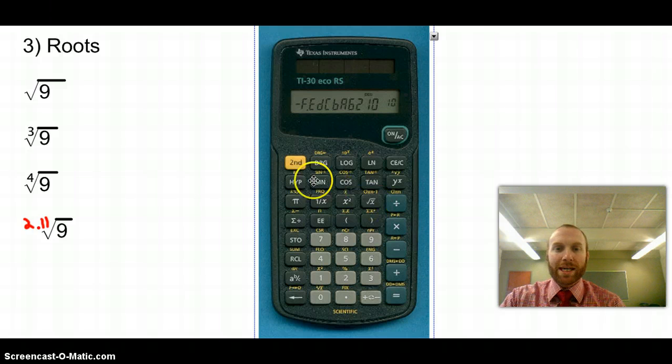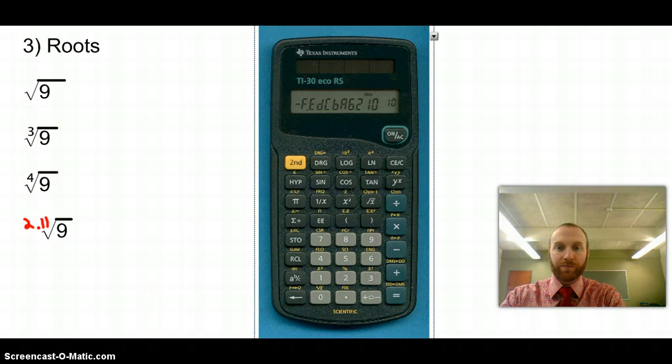Now we are going to use the second key and the button we just used. So this says the xth root of y. Some calculators will say the yth root of x. Some of you will be able to type this in as you see it over on the left-hand side, and some of you are going to have to type it in backwards. But as long as you're getting the answers that I'm about to show you, you should be fine. We're looking for the square root of 9, the third root of 9, the fourth root of 9, and the 2.11 root of 9.